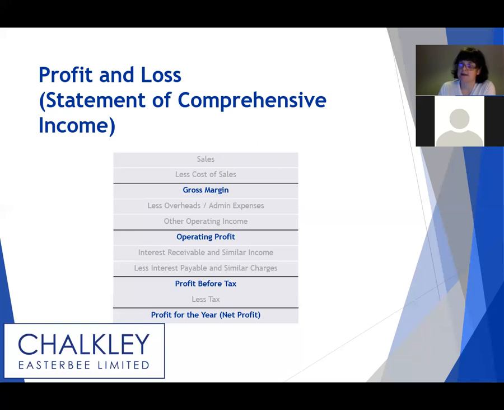Corporation tax at the moment is calculated at 19%, but that's going to be changing shortly. They're changing within the next year or two due to COVID, and that gives you your profit for the year, which is your net profit. These terms of gross margin, operating profit, and profit before tax, etc., are important for some of the ratios that I'll come on to later.